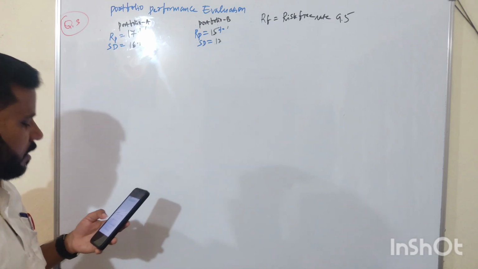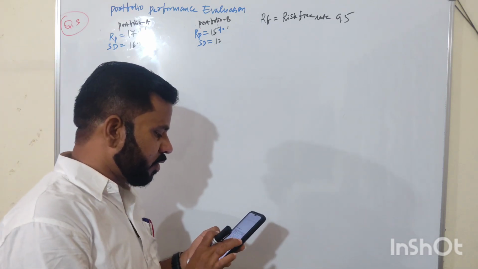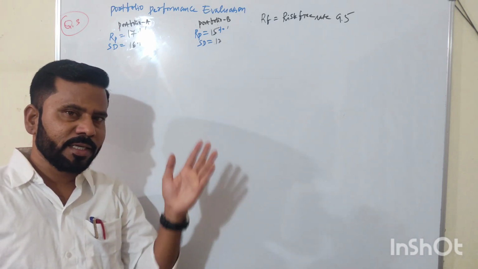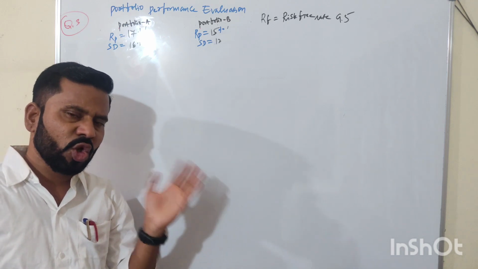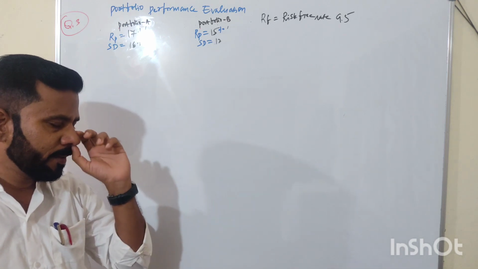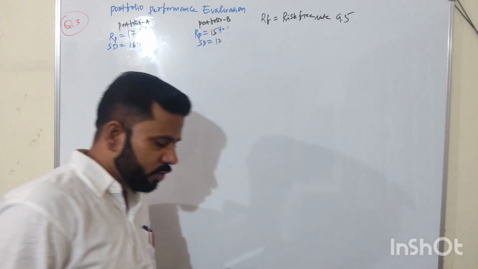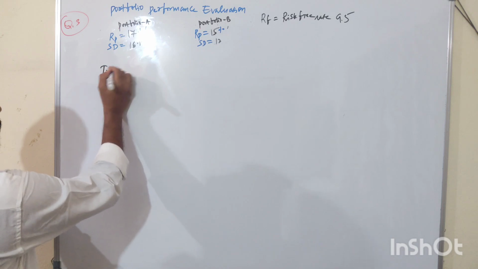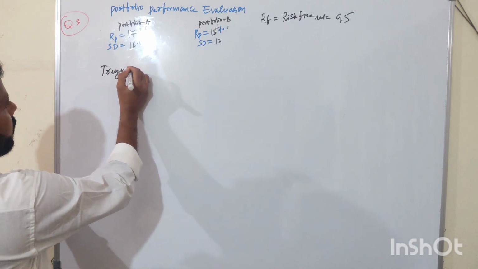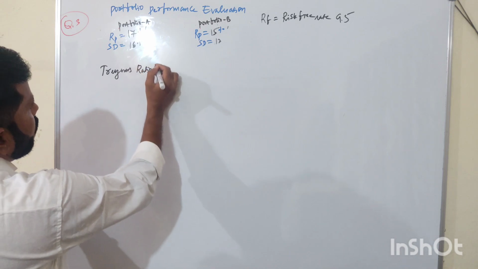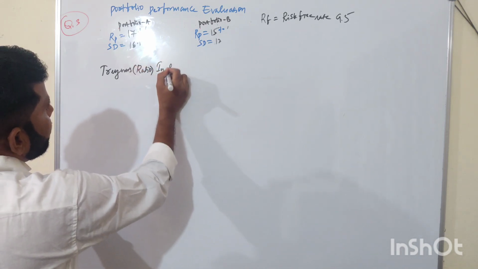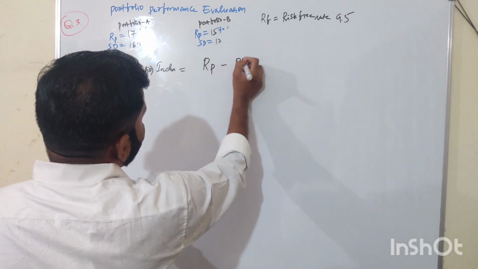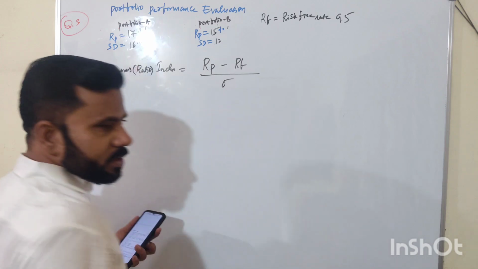Okay, let's calculate this question number 3. It's also very simple because we have to find 2 ratios here: the Treynor's ratio of portfolio A and B, and the Sharpe ratio of portfolio A and B. And later on, the market index Sharpe ratio also we should calculate. So let's calculate Treynor's ratio first. Treynor's ratio or index is equal to, what is the simple formula? RP minus RF divided by standard deviation.